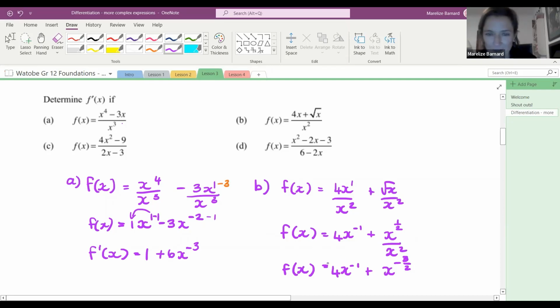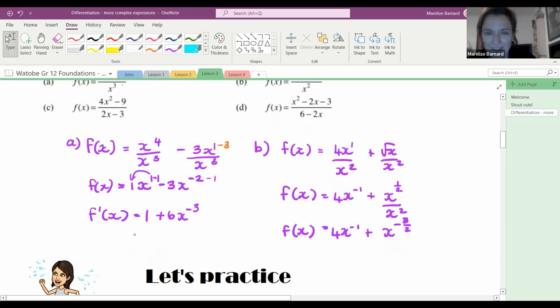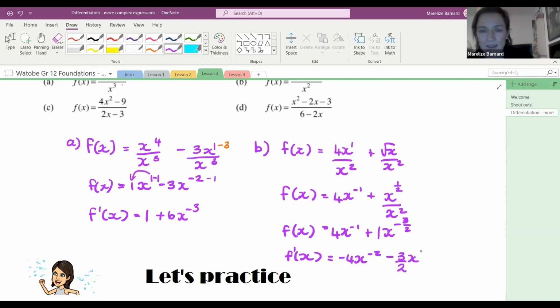Okay, it looks like a few of you got this one. Well done. So f'(x), we're going to differentiate. This gives me minus 4x to the power of minus 2. Multiply the minus 3 over 2 with the 1. That gives me minus 3 over 2. And subtract another 1. And that gives me minus 5 over 2.